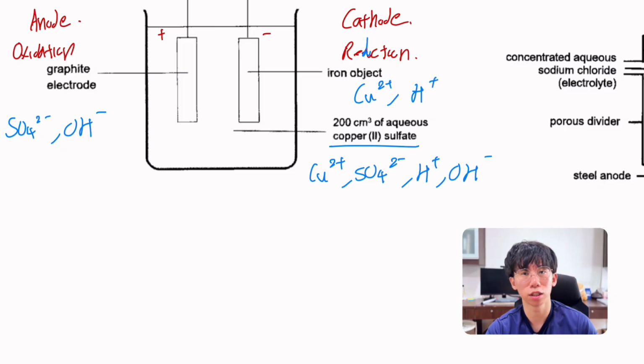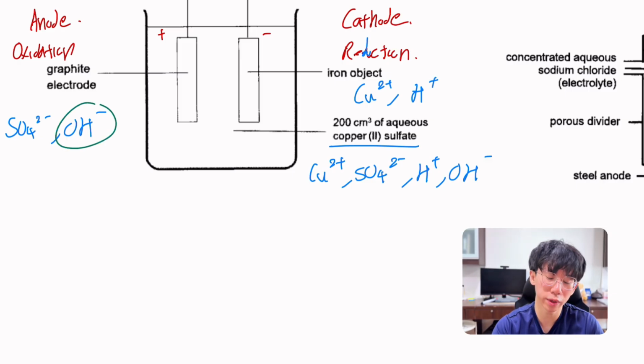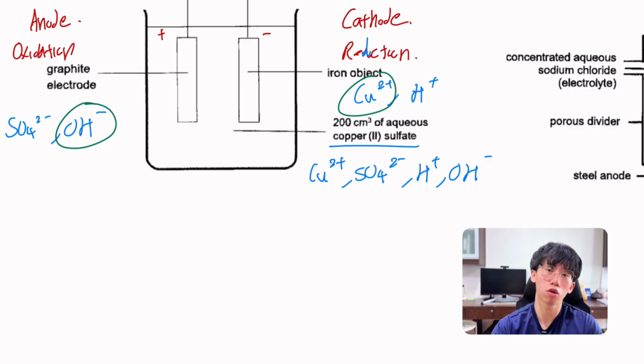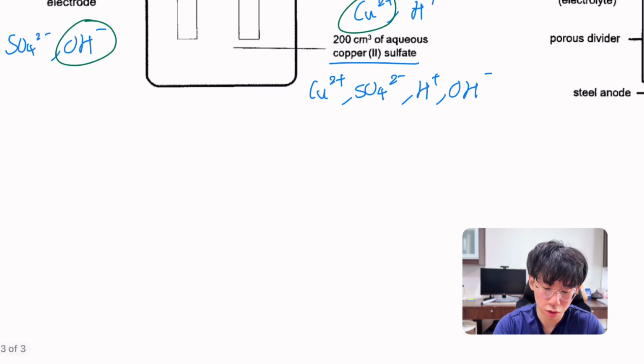If you look at the ease of discharge table, your OH- will win because complex ions don't usually get oxidized, and your Cu2+ will win because your Cu2+ is easier to discharge than your H+ ion. Afterwards, we can craft the equations for the cathode and the anode. So for the anode, the OH- is going to be oxidized.